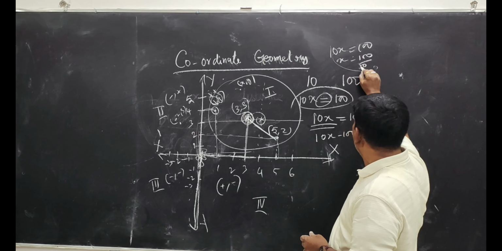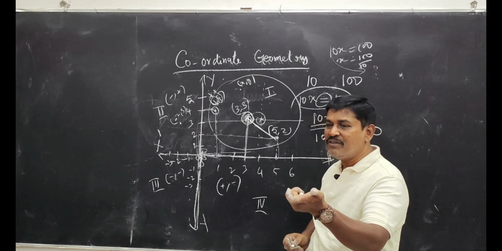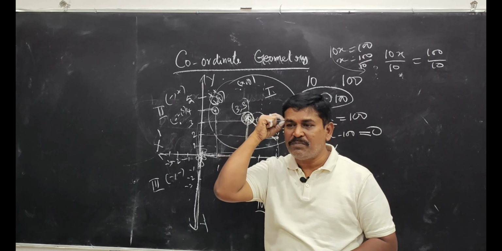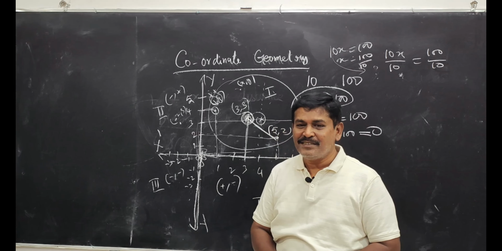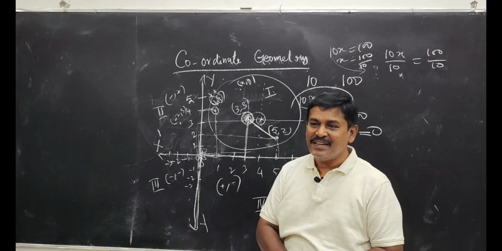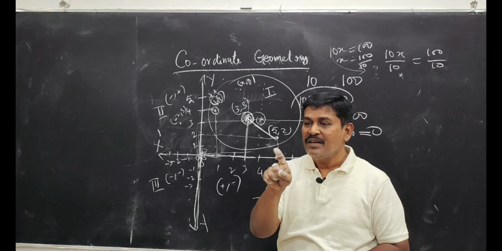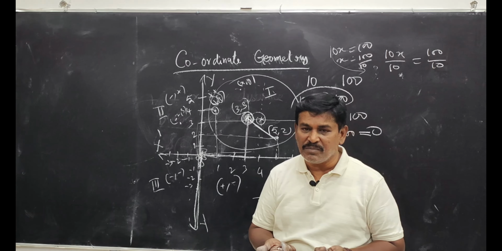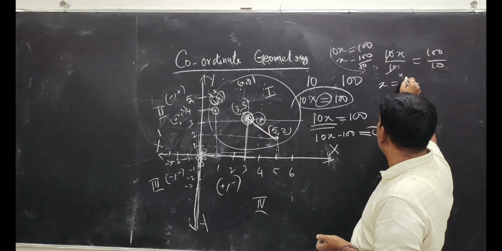For transposition, can I bring this 10? Is it possible? I have to divide 10 on both sides: 10x by 10 and 100 by 10. This is the method you must have in your mind. You cannot bring the 10 as it is. This is not any thread that you can pull down from here to there. It is not transposition. Transposition is that if you have any addition or subtraction symbol, then you can transpose that. This is not the method. So you see, the value of x is equal to 10.